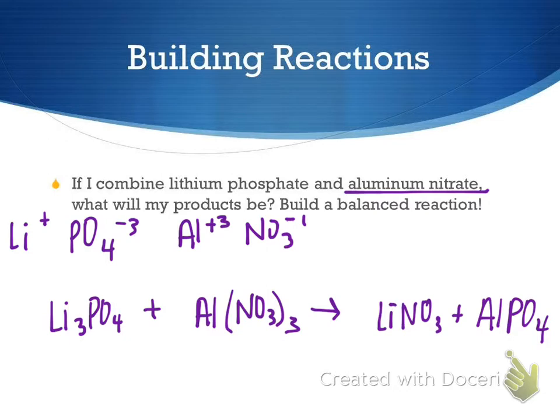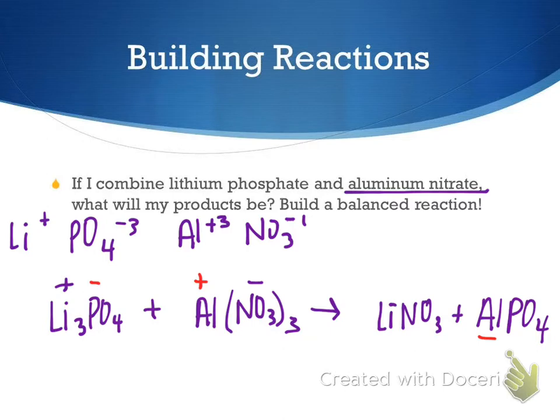Okay, so as we look at our products here, lithium and nitrate are a new product, right? That's our cation and our anion. Then we combine aluminum and phosphate. Those are cation and anion. Aluminum has to be written first because it's the positive charge. So in those ionic compounds, it always has to go positive, then negative.